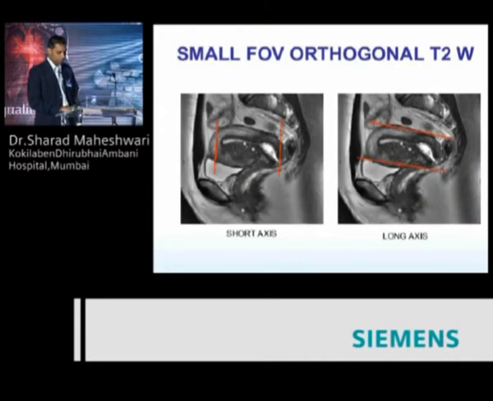This is a patient with adenomyosis. The uterus is now antiverted, so the orthogonal plane changes accordingly.